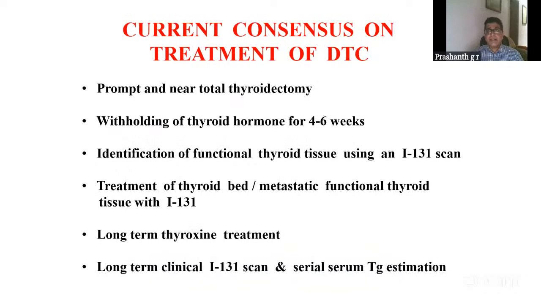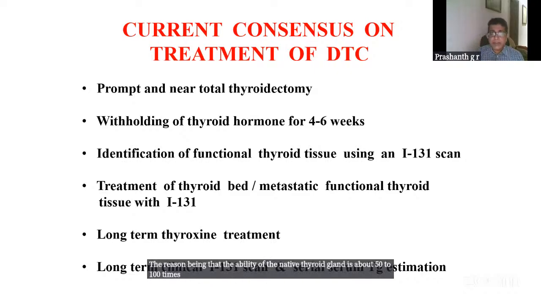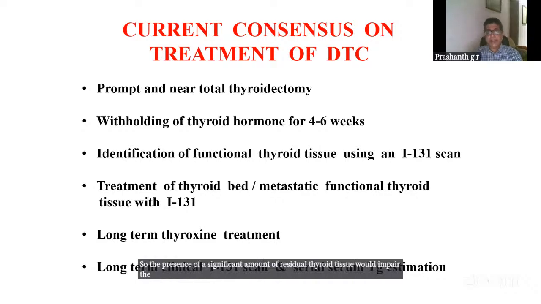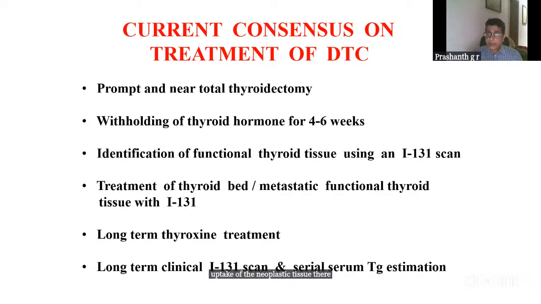The current consensus for treatment of differentiated thyroid carcinoma has been prompt and near total thyroidectomy. The reason being that the avidity of the native thyroid gland is about 50 to 100 times more for iodine than malignancy. So the presence of a significant amount of residual thyroid tissue would impair the uptake of the neoplastic tissue, which would be of no use for the patient.